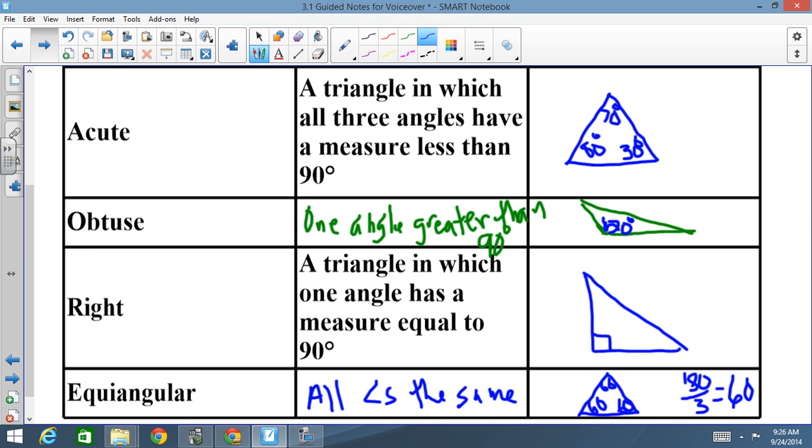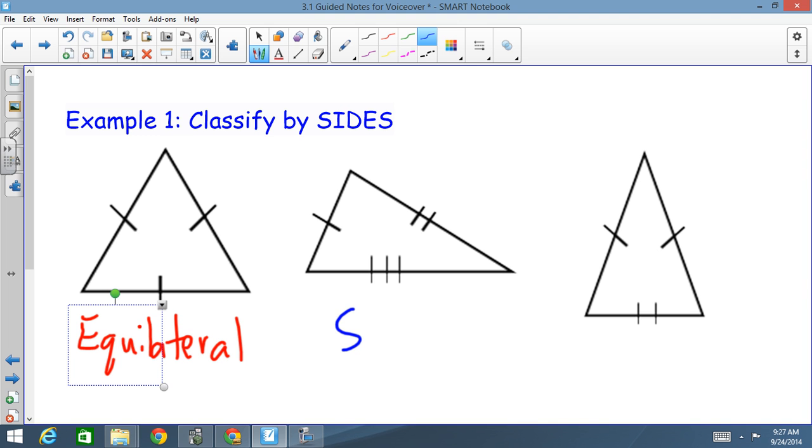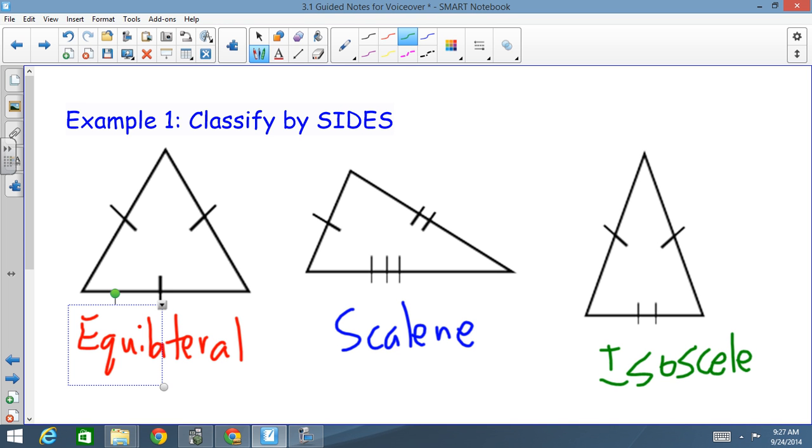Okay? So let's classify some of these. If I want to classify by sides, all three sides are the same. That's equilateral. Example 2, all three sides are different. That's scalene. Example 3, 2 of the sides are the same. That's isosceles.